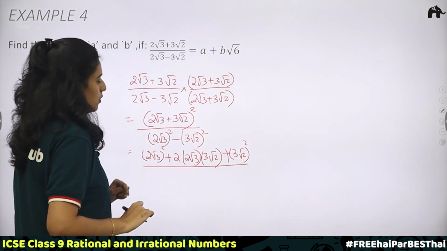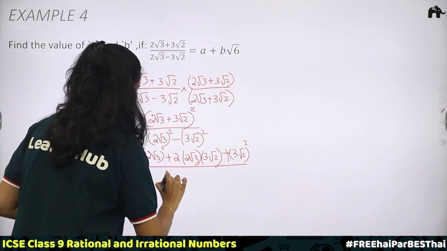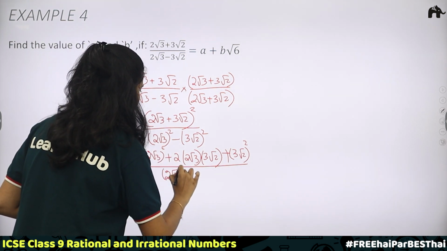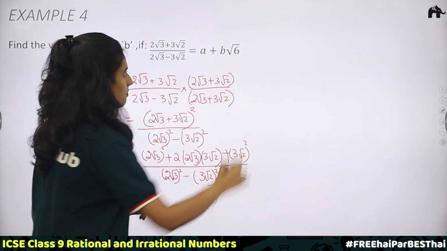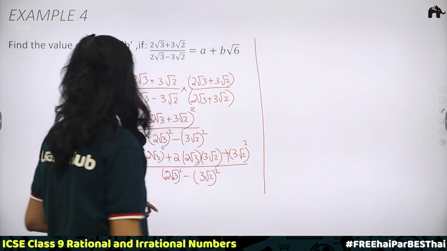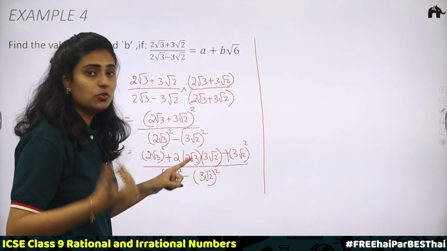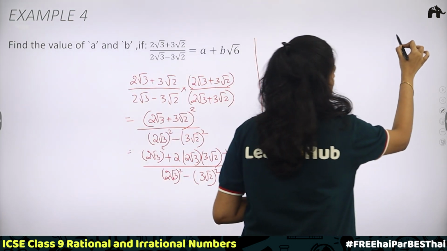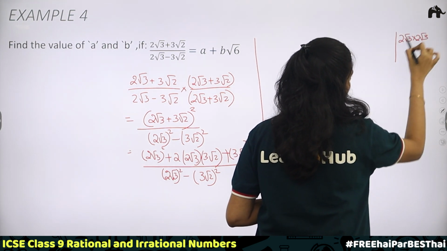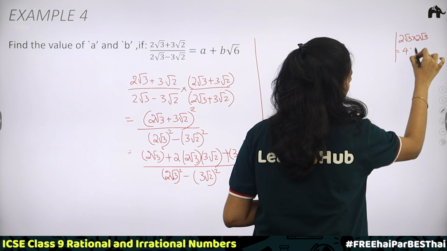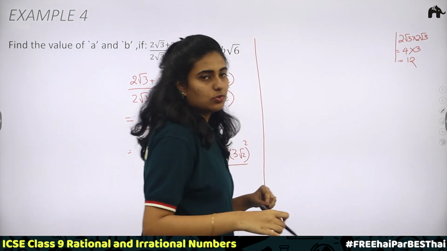Dividing throughout by A square minus B square, that is 2 root 3 square minus 3 root 2 square. Okay, 2 root 3 square, how much do we get? 2 root 3 into 2 root 3, which is 2 into 2, 4, into root 3 into root 3, which is 3, equal to 12. 4 into 3, 12.